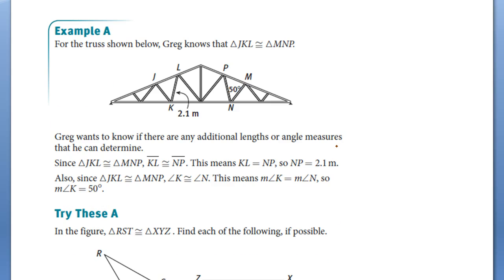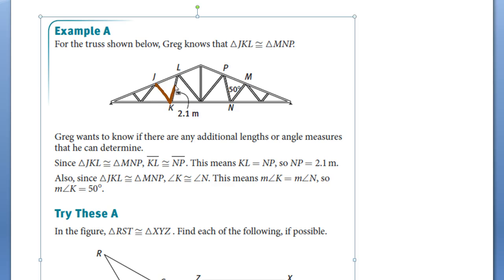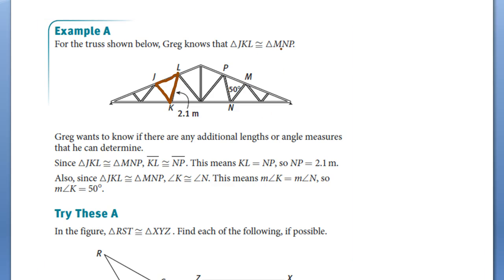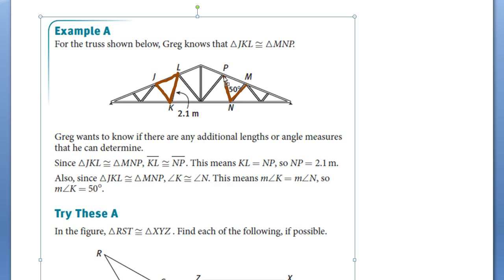Here's example A. For the truss shown below, Greg knows that triangle JKL, let me highlight that in brown, JKL, so this triangle, is congruent to triangle MNP. So MNP, this triangle, Greg knows that those are congruent. He wants to know if there are additional lengths or angle measures that he can determine.